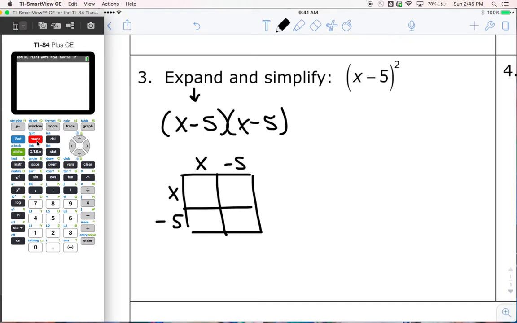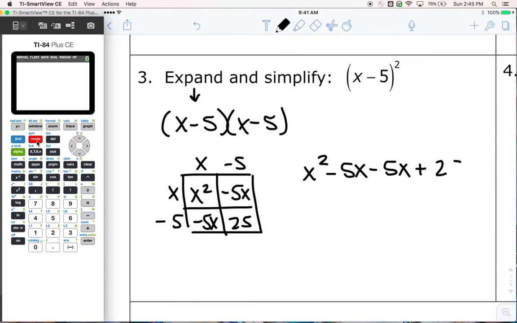So x times x, right? X times x is going to give me x squared. Negative 5 times x is going to give me negative 5x. Another x times negative 5 is going to give me negative 5x. And finally, negative 5 times negative 5 is going to give me positive 25. So I've got x squared minus 5x, and a positive 25.